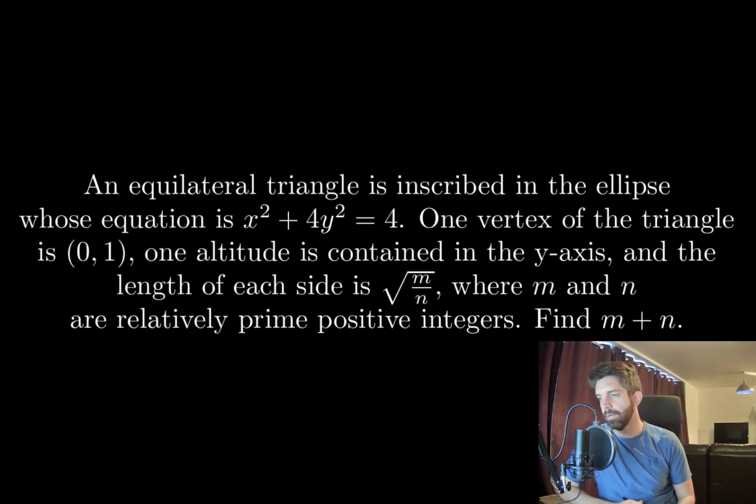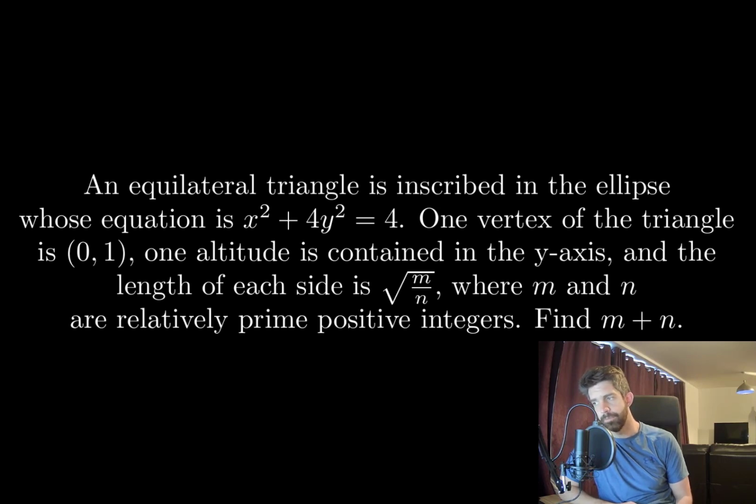An equilateral triangle is inscribed in the ellipse whose equation is x squared plus 4y squared equals 4. One vertex of the triangle is (0, 1), the altitude is contained in the y-axis, and the length of each side is the square root of m over n, where m and n are relatively prime positive integers. Find m plus n. Okay, first thing we're going to do here certainly is sketch a diagram.